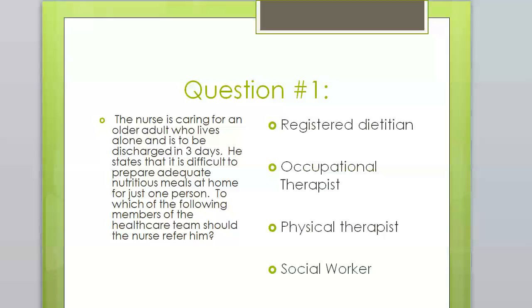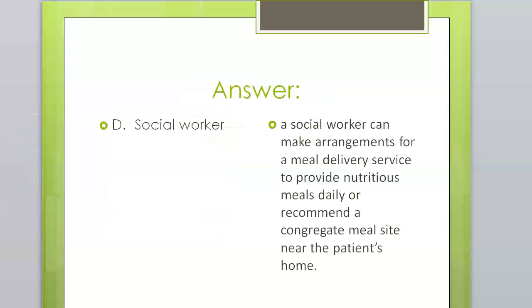The nurse is caring for an older adult who lives alone and is to be discharged in 3 days. He states that it is difficult to prepare adequate nutritious meals at home for just one person. To which of the following members of the healthcare team should the nurse refer him? The registered dietitian, the occupational therapist, the physical therapist, or the social worker? Think about it. The answer is social worker, D.